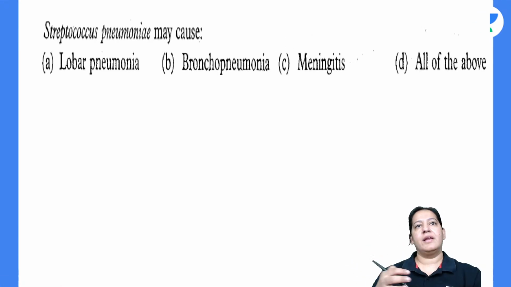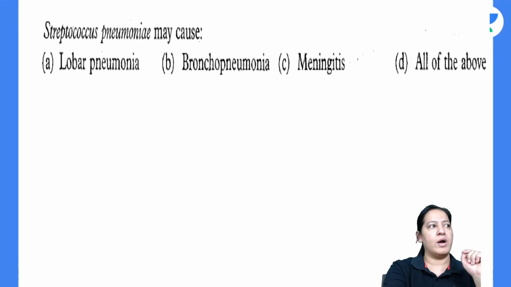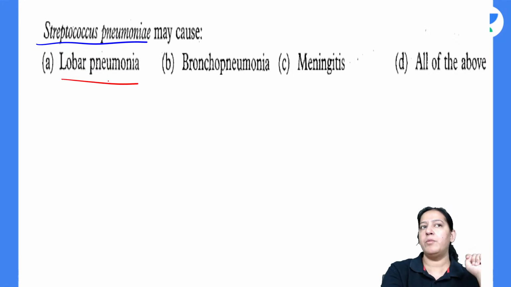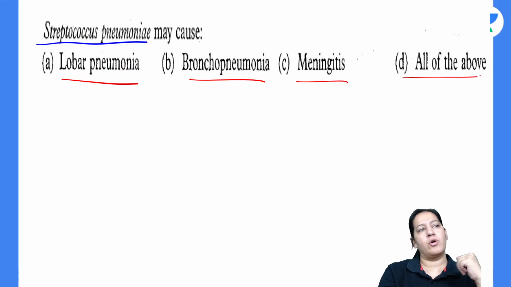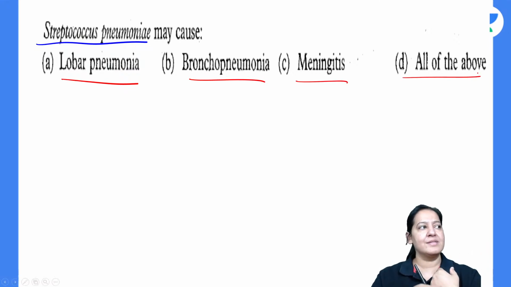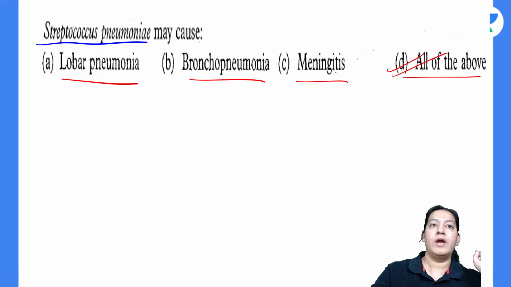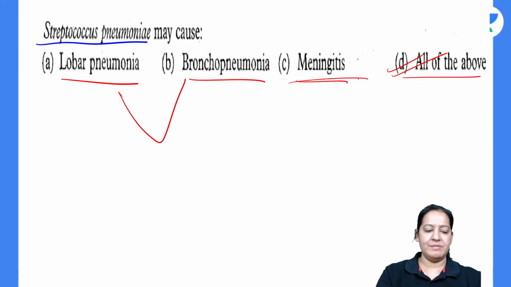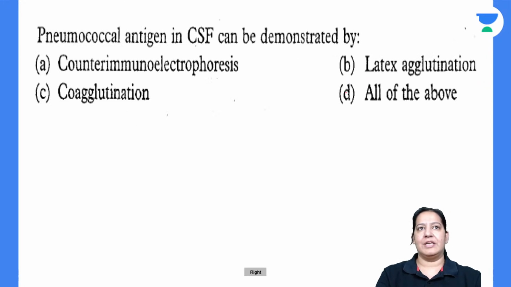Right? Okay. The question is in front of you. The first question is in front of you. Streptococcus pneumoniae causes which disease? What is the pathogenesis? Does it cause lobar pneumonia? Does it cause bronchopneumonia? Does it cause meningitis, or does it cause all of them? Tell me the correct answer. Question is very easy. Yes, Samir, absolutely right. It causes all of them. It causes both types of pneumonia along with meningitis. So correct answer here is D.